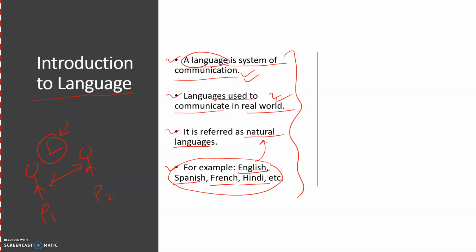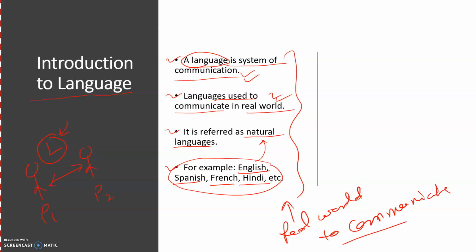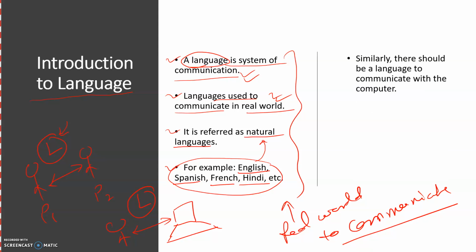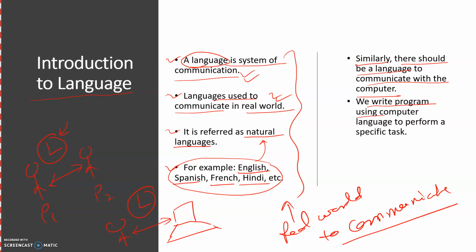Like this system which we use in the real world to communicate, if a person wants to communicate with a computer system, then there is a need for a language, and that language is known as computer programming language. Similarly, there should be a language to communicate with the computer, and we write a program using computer programming language. This language L is known as computer programming language.